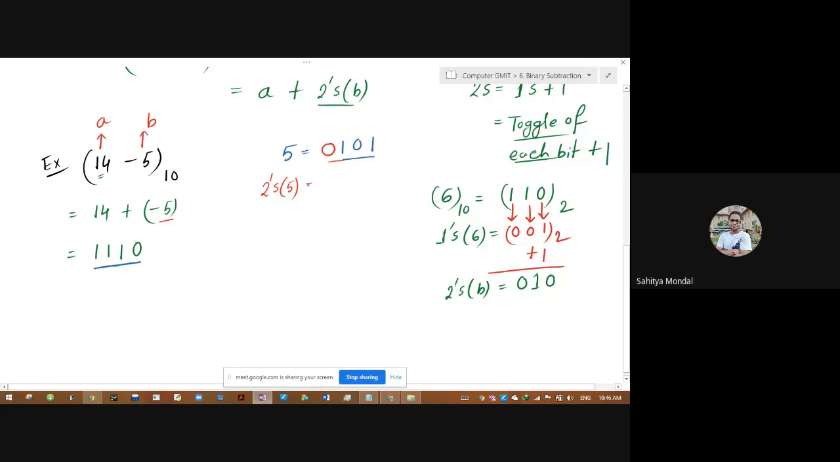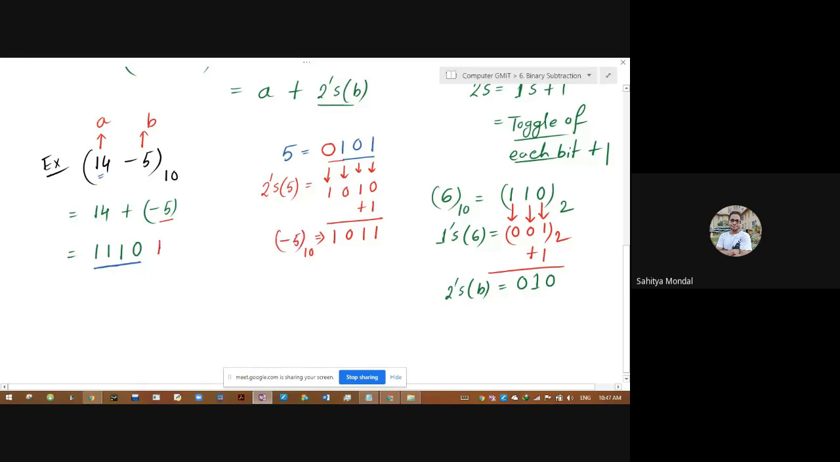So first compute the ones complement. All bits will be toggled: 1, 0, 1, 0. And finally I add an extra 1. So 1, 0, 1, 1 is equivalent to -5 in our decimal number system.